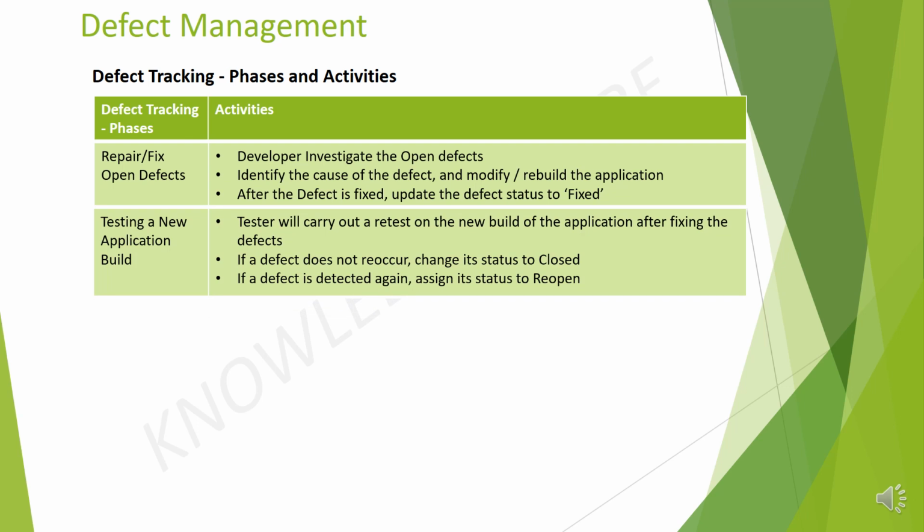Next, the defect tracking phase is testing a new application build. The activities to be performed during this phase are: the tester will carry out a retest on the new build of the application after fixing the defect. If a defect doesn't occur, change its status to closed, and if a defect is detected again, change its status to reopen.